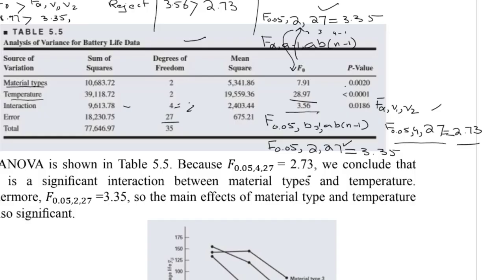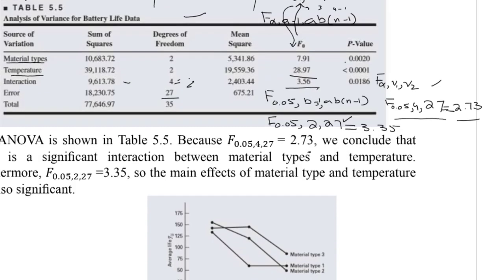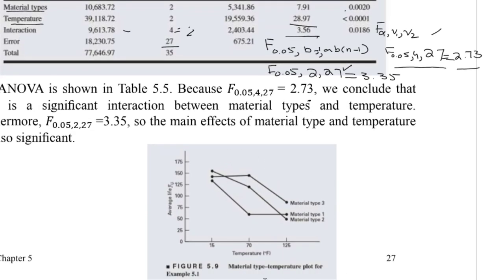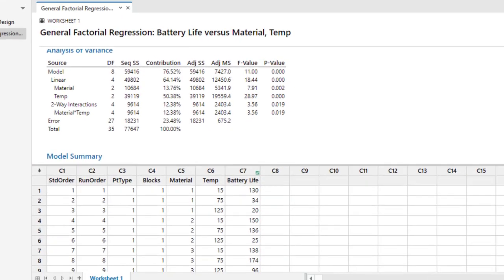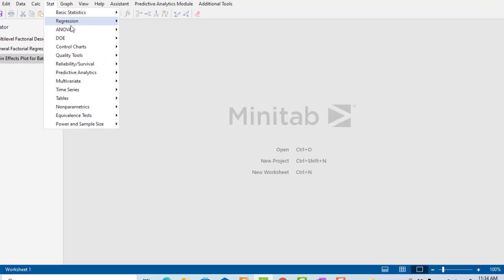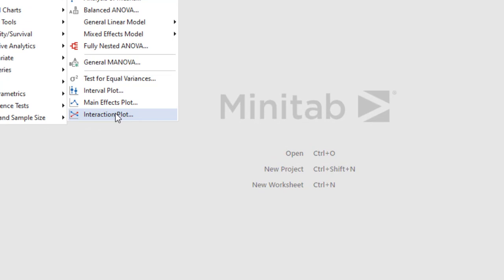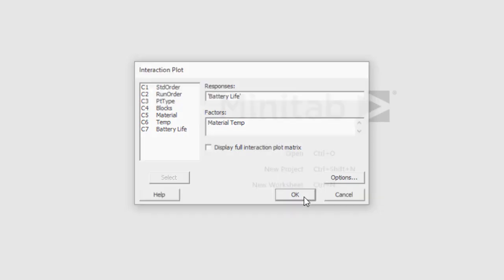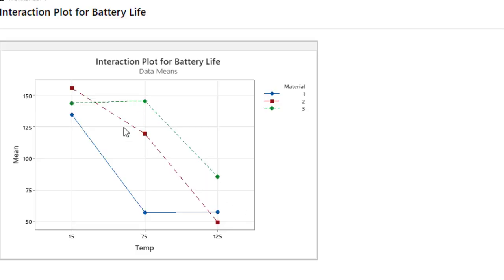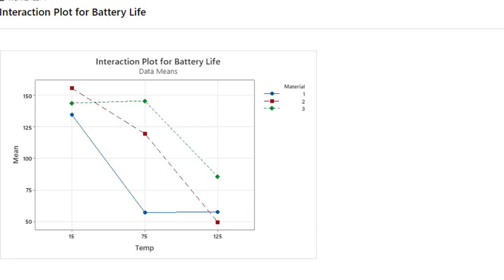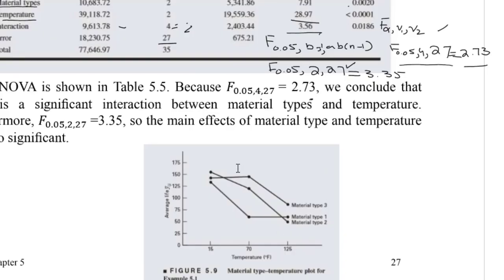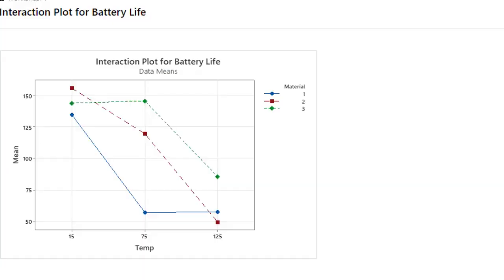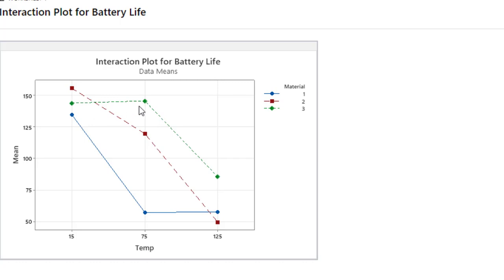So the question arises that we have left these notes for the calculation of these main effect plots. In Minitab, go to Stat, ANOVA, and Interaction Plots. In the response, select battery life. In the factors, select material and temperature. Click OK, and look at this. This is the same graph as you have seen in the book. So in this way we have calculated it.